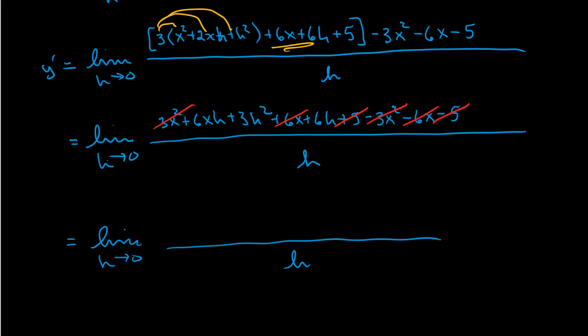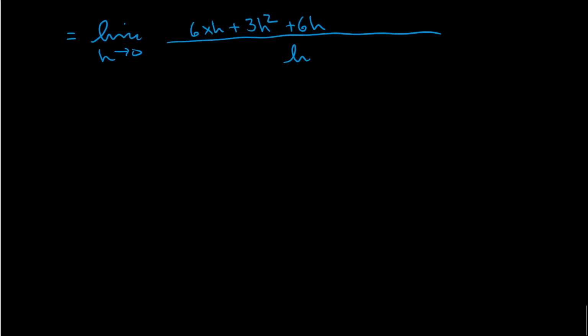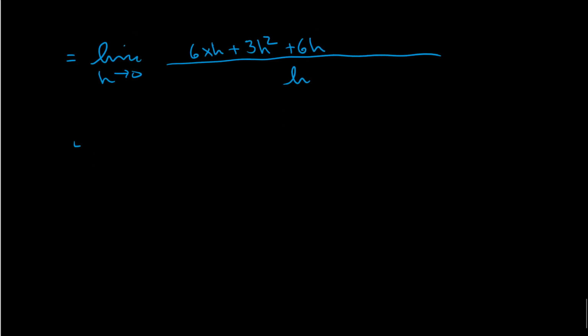What's left in the numerator? A 6xh, a 3h squared. Let's see, I have a plus 6h. Everything else in the numerator has canceled out. Notice what is left in the numerator. Every term has a factor of h.